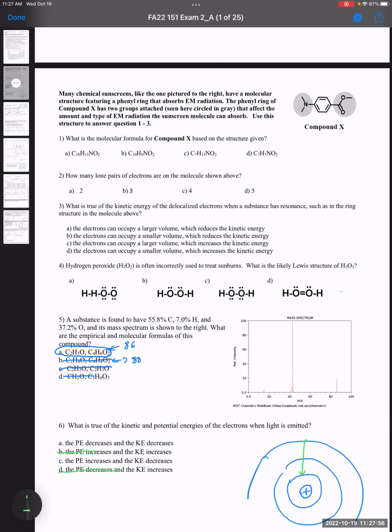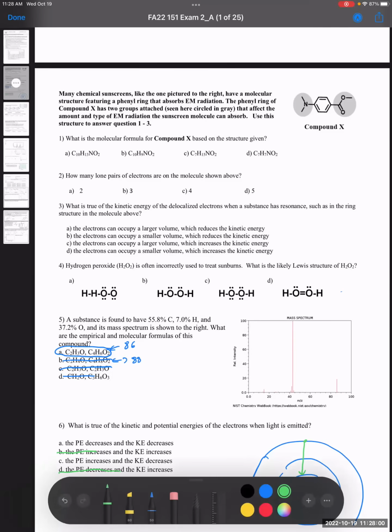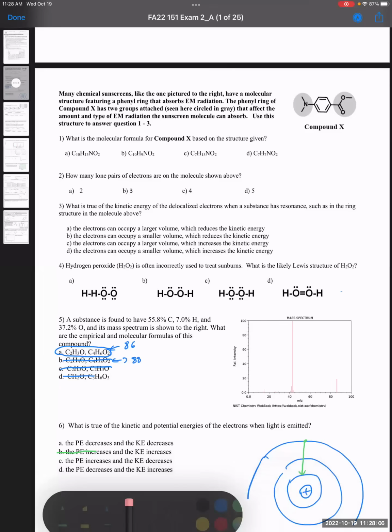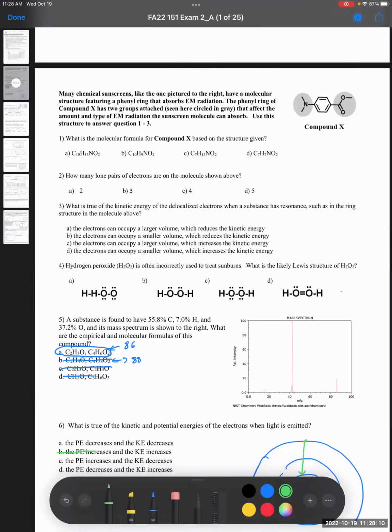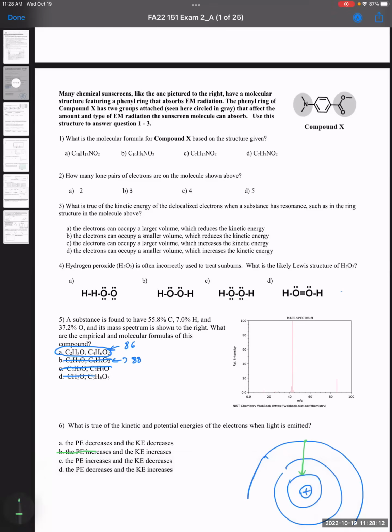Okay, give me a second. So I think I eliminated option D incorrectly. Let me correct that. What I wanted to say was potential energy decreases. Therefore, I eliminated options B and C. So we have options A and D. Between options A and D, only option D says the kinetic energy increases. So therefore, the correct answer is option D.